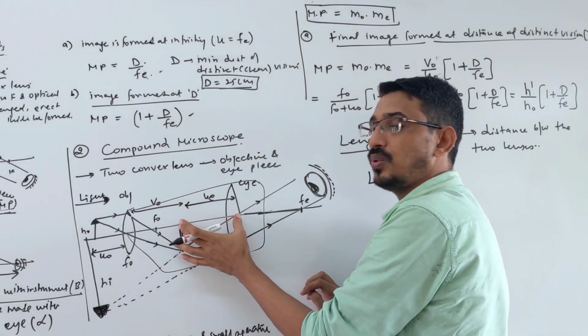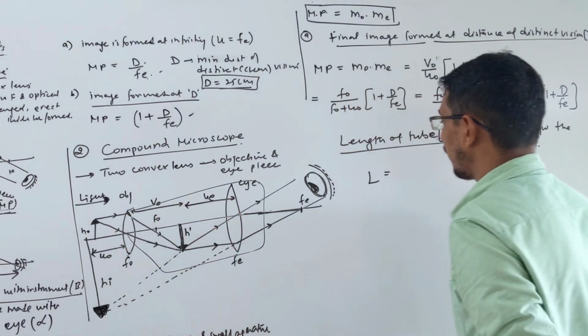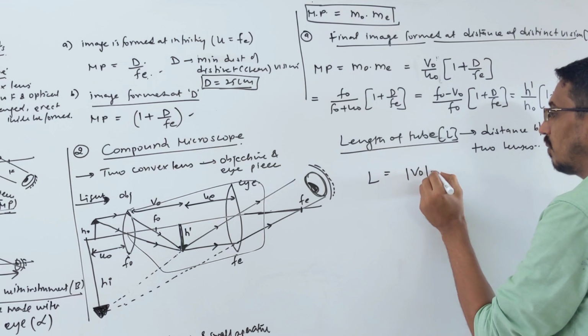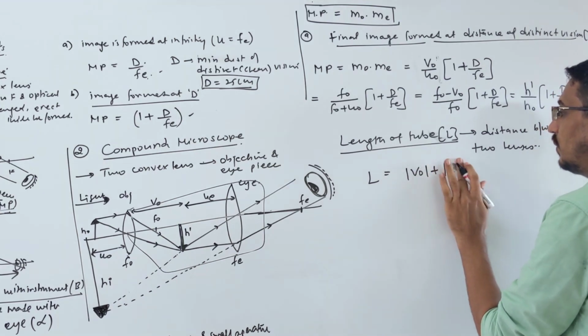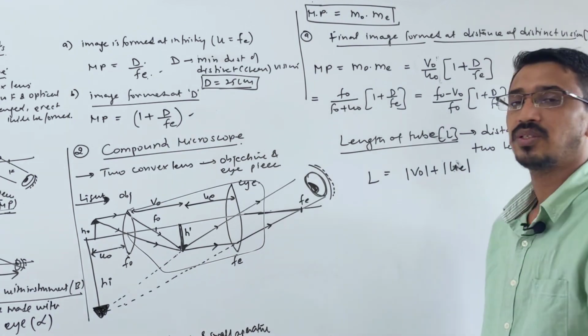So this is your UE. What is the distance between these two lenses, V naught and UE? The magnitude of V naught plus the magnitude of UE will be simply the length of the tube.